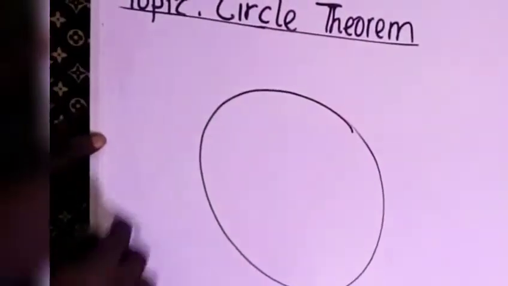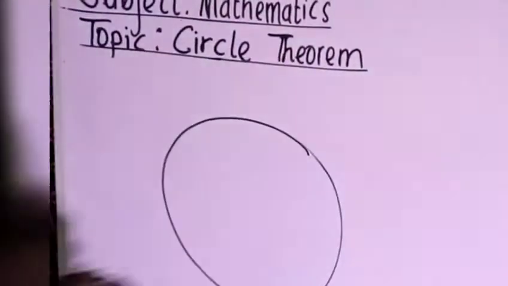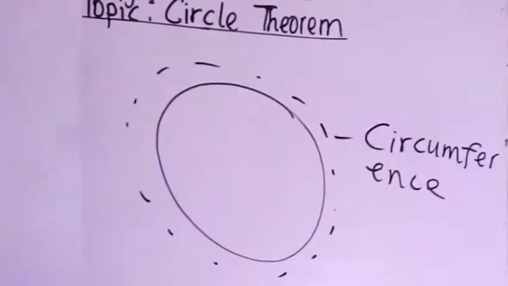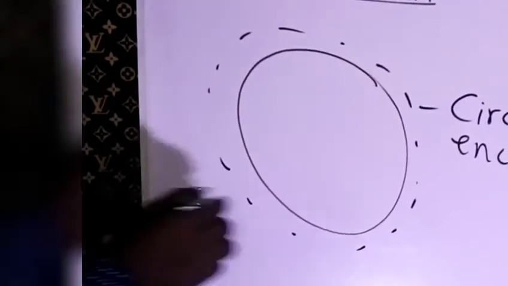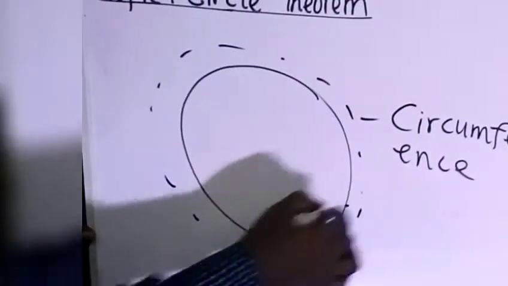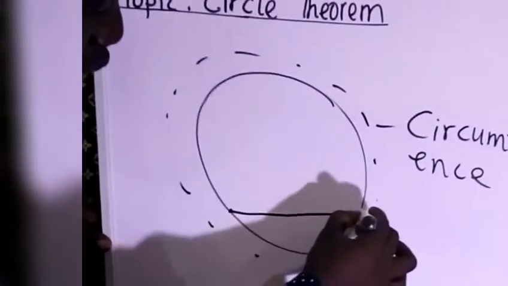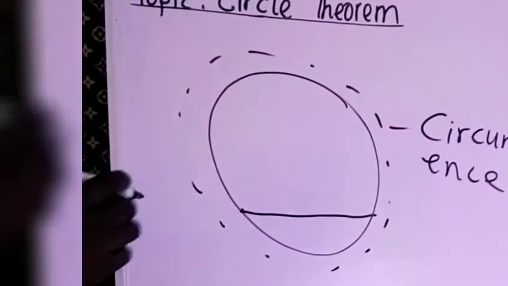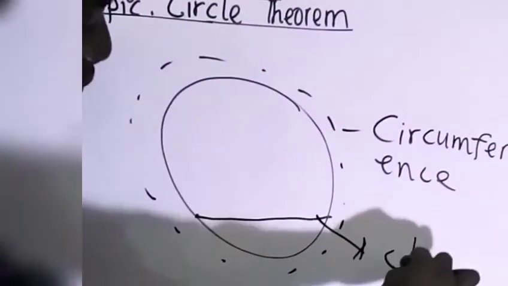So we are doing a quick revision. We learned that the distance around a circle is called circumference. A line that is joining 2 points on a circle is called a chord. So let's assume there's a point here and there's a point here. The line that is joining the two points on a circle is called a chord.